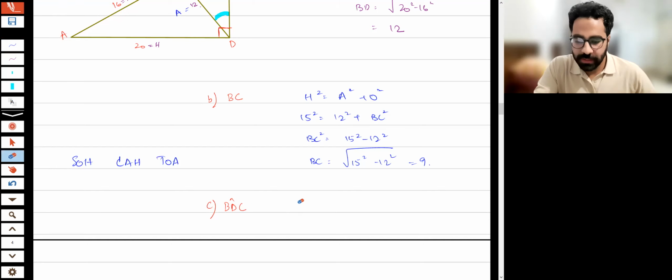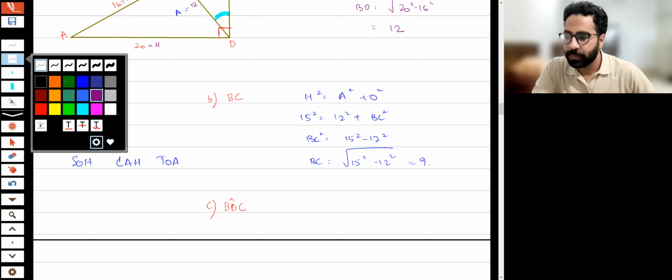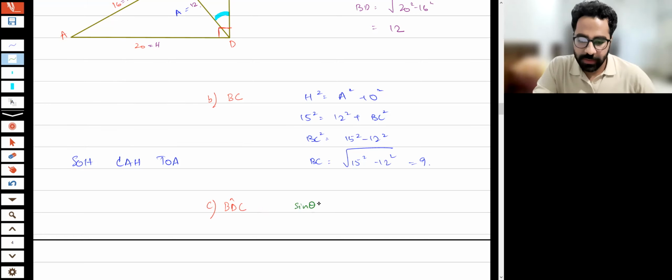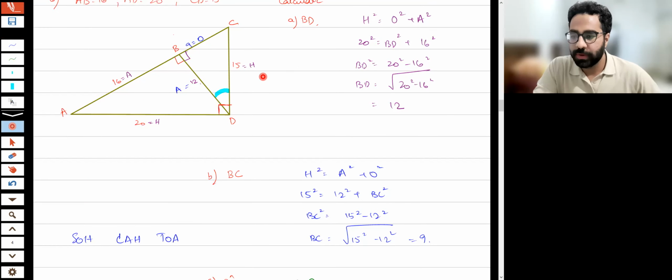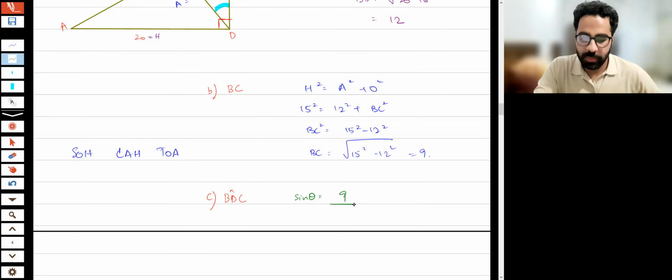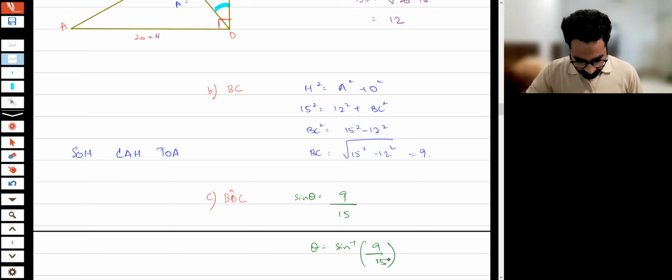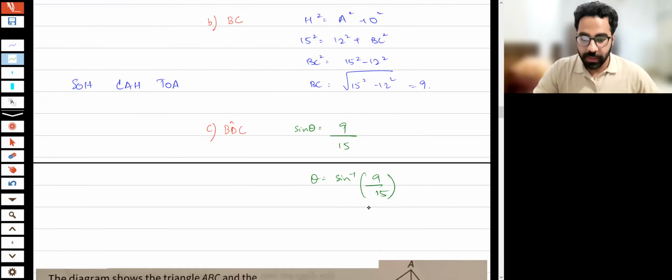So what will I have? Sin theta equals, theta is this angle that I have to find, opposite upon hypotenuse. Opposite is 9, hypotenuse is 15. So I'll get 9 upon 15. The value of theta comes out as sine inverse 9 upon 15, and sine inverse 9 upon 15 is 36.9 degrees. The value of theta would be 36.9 degrees.